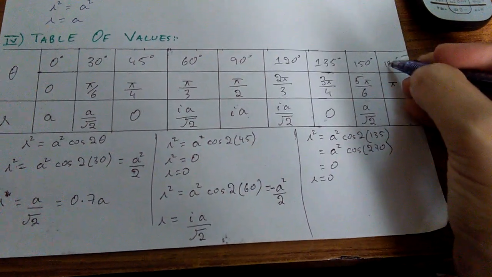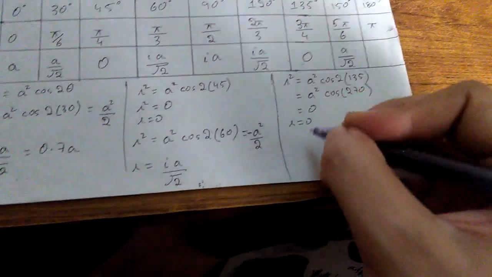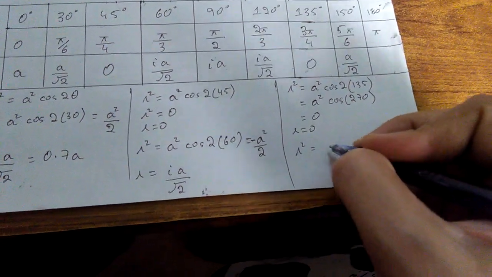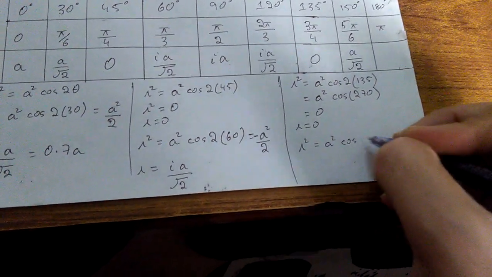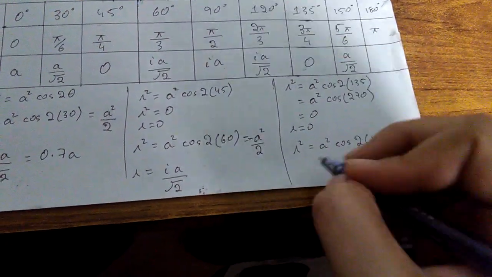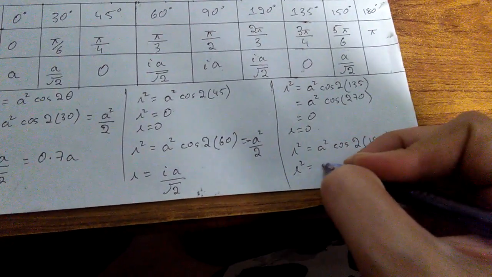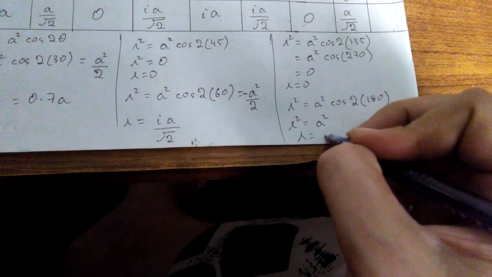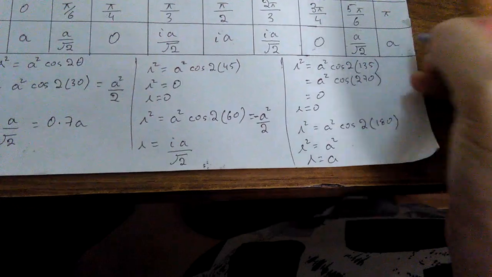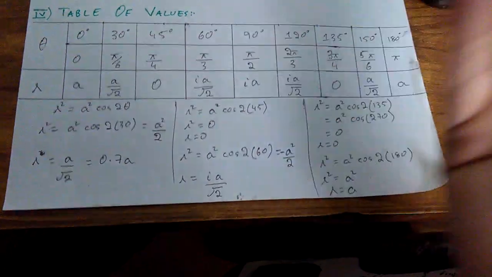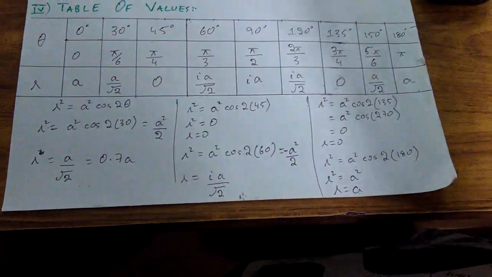All right, and you put 180. Let us do one more calculation. So you put 180 here. It gives you 360. Cosine of 360 is 1. So r square is equal to a square. On taking square root, it gives you r equals a. Okay, so this is it. So now the table of values is entirely done.